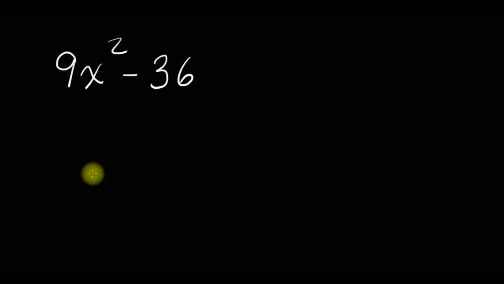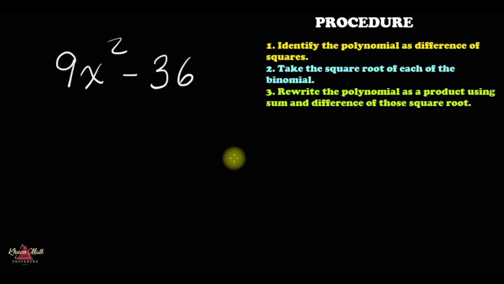All right, let's take a look at another one right here. You've got 9x squared minus 36, and we're going to factor this. Here's the procedure. Step 1 is to identify it as a difference of squares. So we have 9x squared. Is that a perfect square? Yes, it is, because 3x times 3x is 9x squared. And then 36, is that a perfect square? Yes, it is, because 6 times 6 gives you 36.